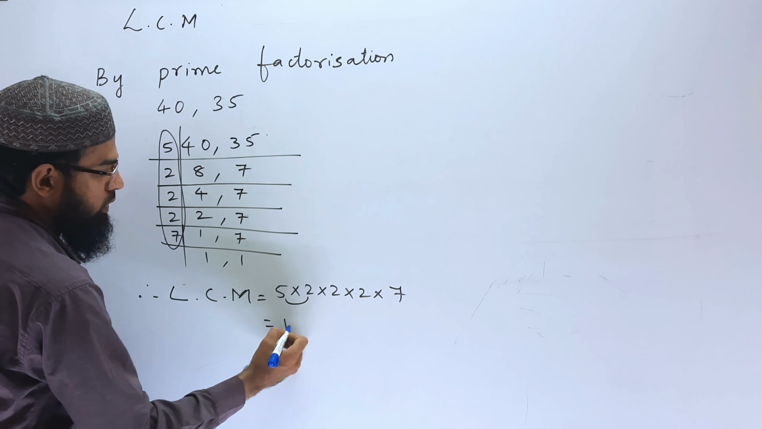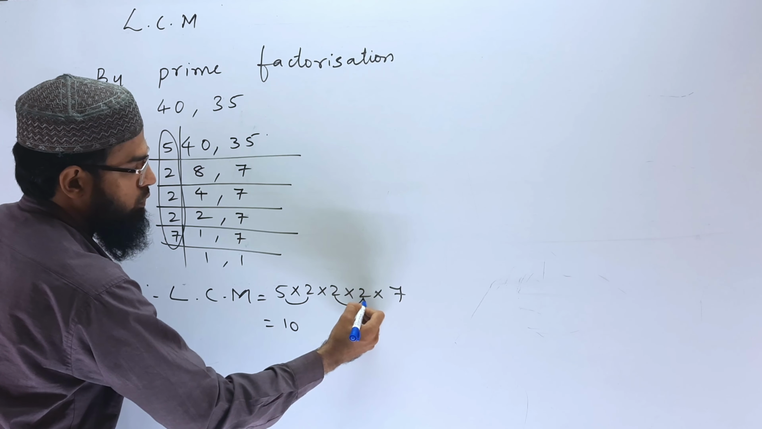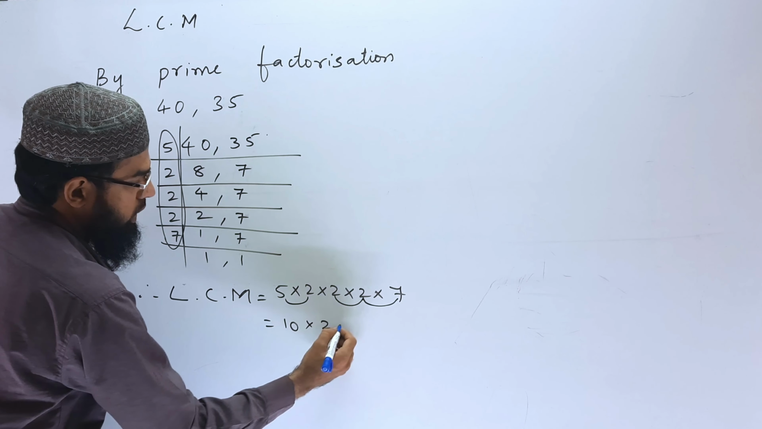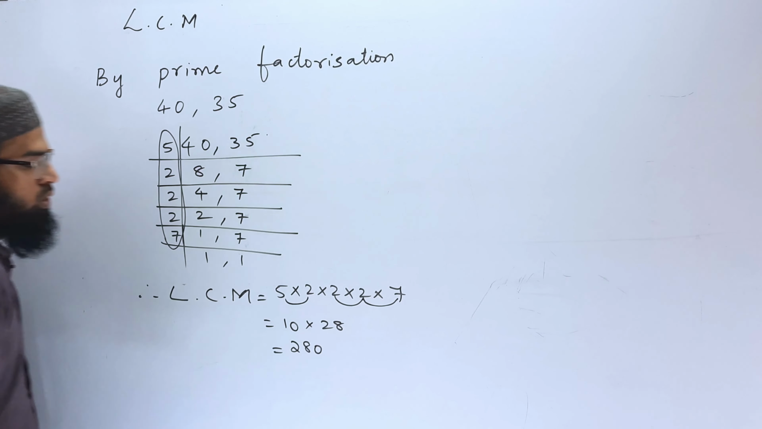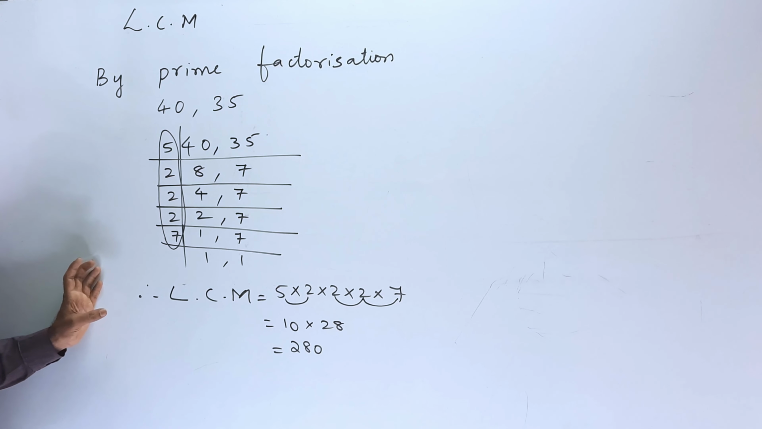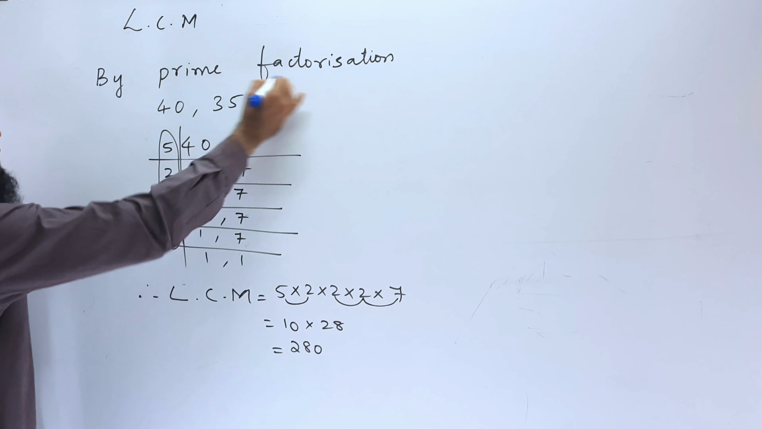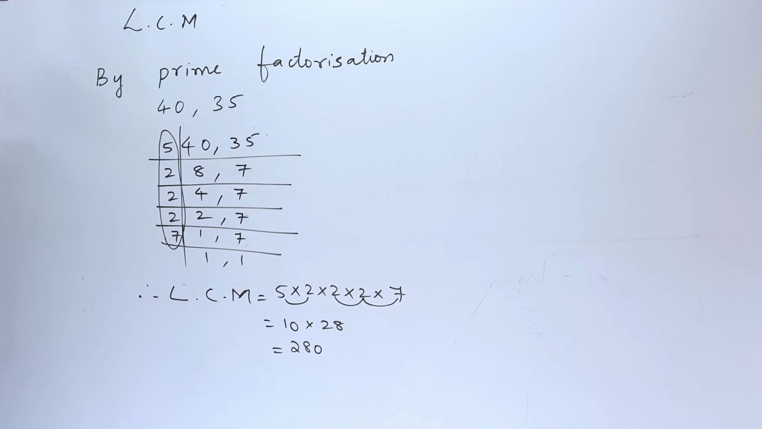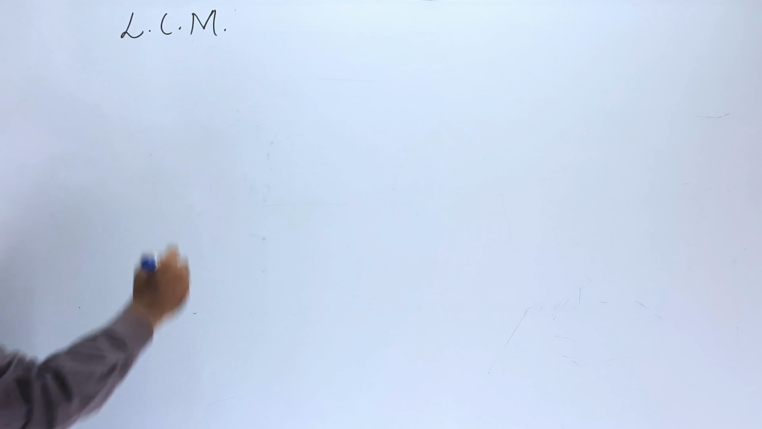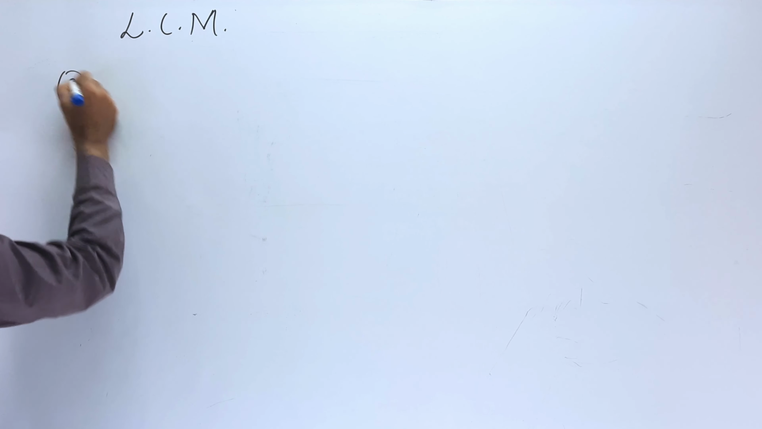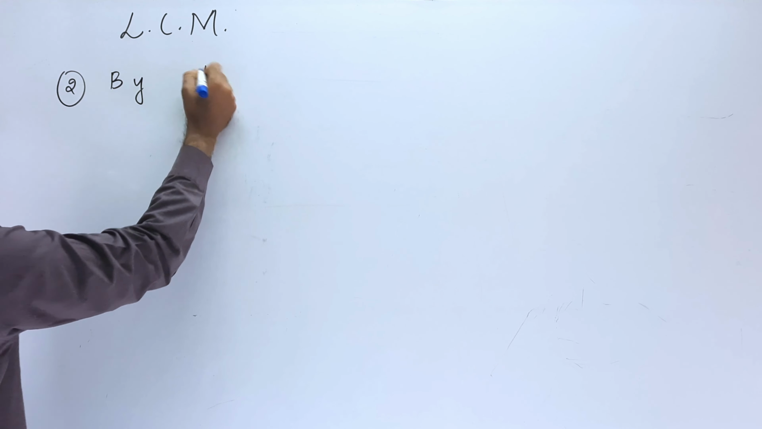5 2s are 10. 2 2s are 4. 4 7s are 28. So 28 into 10 is 280. So this is the way we can find out the LCM by using the prime factorization method. The next method for solving the LCM is by using tables. Let us write by tables.